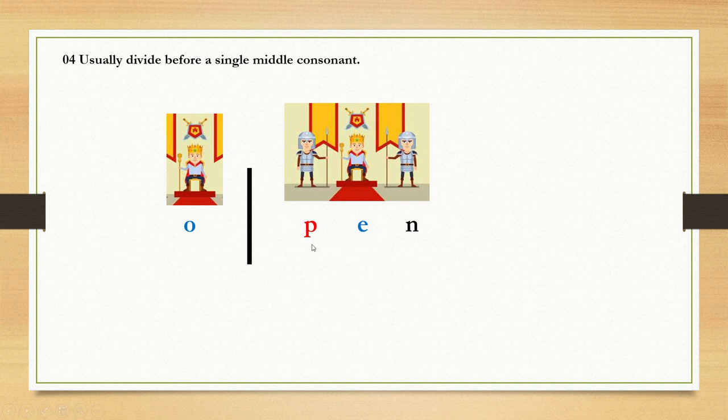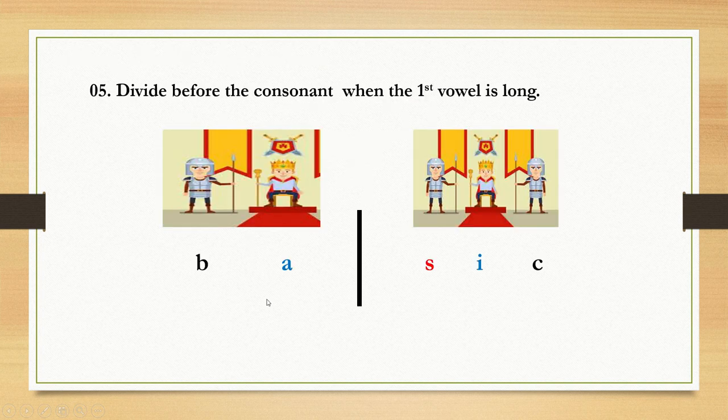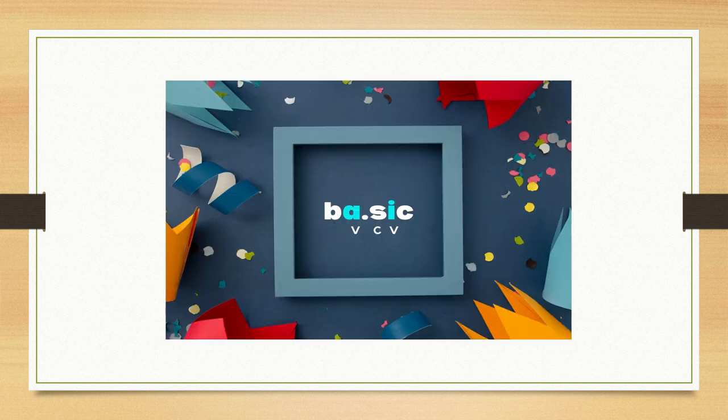Usually divide before a single middle consonant. There is only one consonant between these two vowels, so we divide the word before the consonant. Divide before the consonant when the first vowel is long. First vowel is A, it is long sounded. So we divide the word before the first consonant. The pattern is VCV.